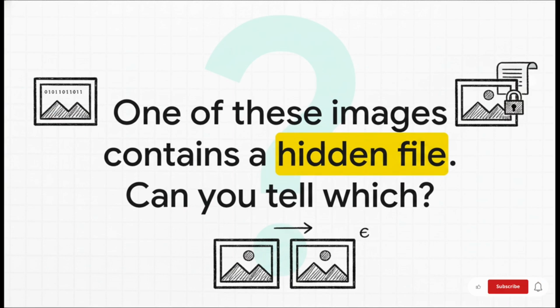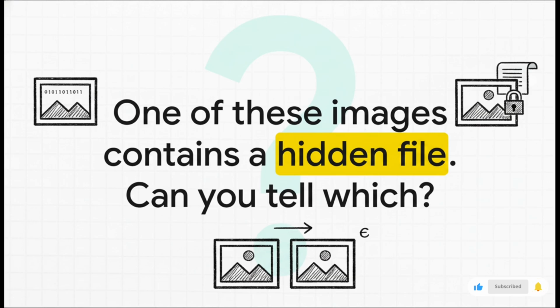One of these images is the original. The other one has a whole other file hidden inside it using this exact technique. Because we only change that very last bit of each color value, the change is so small, it is completely, utterly invisible to the human eye.